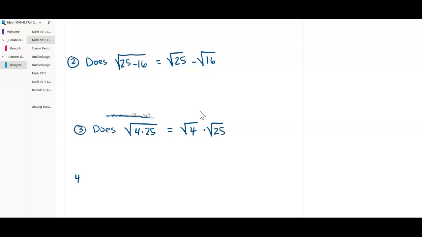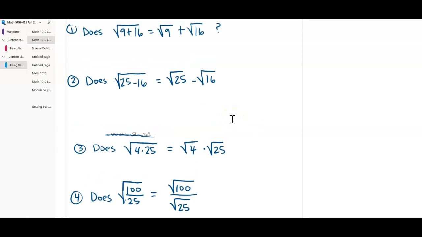And the last question, does the square root of 100 divided by 25, so all of that's inside there, 100 divided by 25, equal the square root of 100 divided by the square root of 25? All right, so these are the 4 questions I want you to think about for just a minute here. Take a few minutes and decide. I want you to come up with an answer, yes or no, on these.